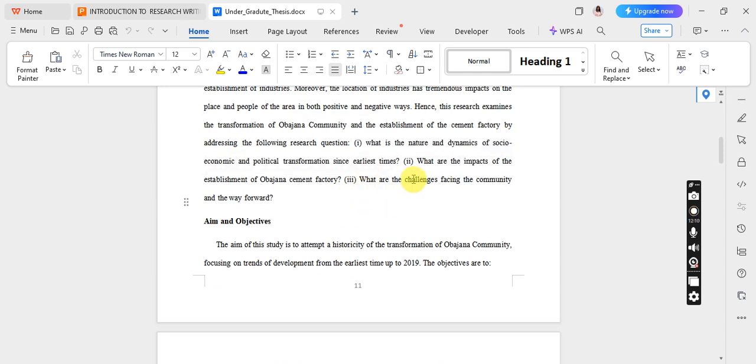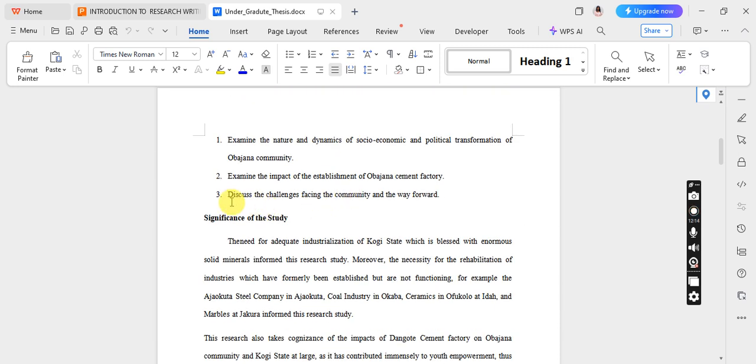Look at this number 3 now. What are the challenges facing the community and the way forward is a problem that we want to check. Look at the aims: to discuss the challenge facing the community and the way forward. You see? So for every number you itemize, you must ensure that the objectives will outline answering to that problem that you want to solve.